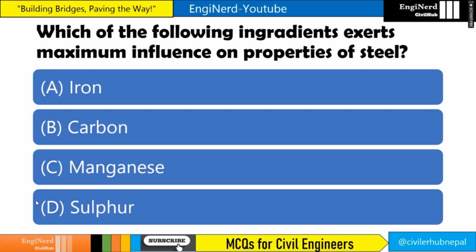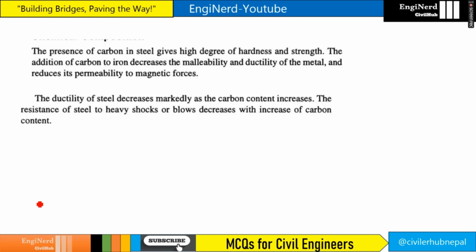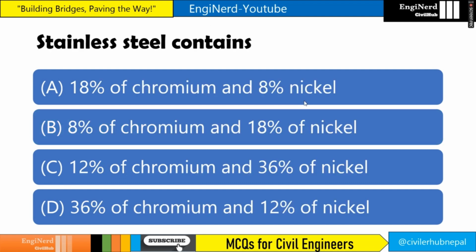Which of the following ingredients exerts maximum influence on properties of steel? It is carbon, right? The presence of carbon in steel gives a high degree of hardness and strength. The addition of carbon to iron decreases the malleability. It decreases the malleability and ductility of the metal, right? And the ductility of steel decreases markedly as the carbon content increases. So the answer is carbon.